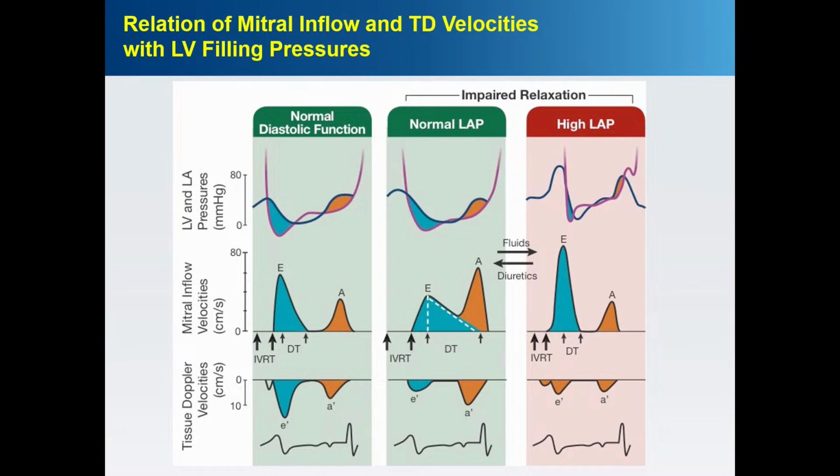We have flow in early diastole. As you see, it follows that pressure gradient, and we have flow in late diastole, A for atrial filling, E for early diastolic filling.